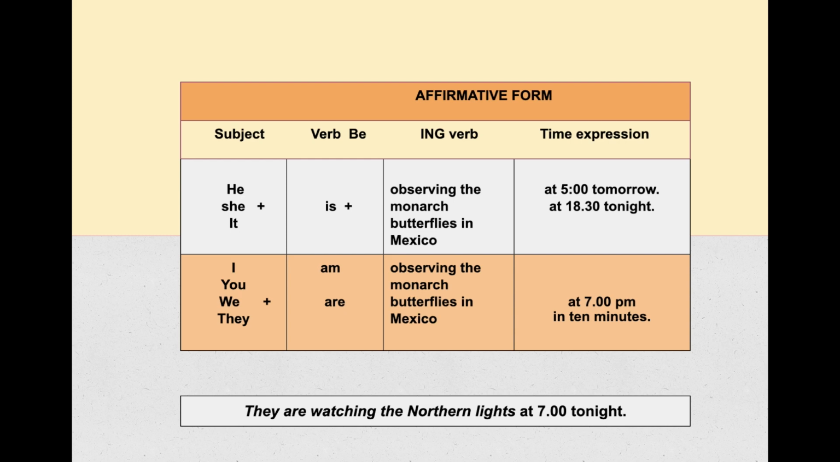Now let's check the affirmative form. So first of all, you have the subject, and after the subject, you have to use the auxiliary be, but you have to conjugate it. After the verb be, you have to use the following verb in an ing form. And after that, the time expressions, just to emphasize that it's for future. As you can see, you have the example: They are watching the northern lights at 7 tonight.